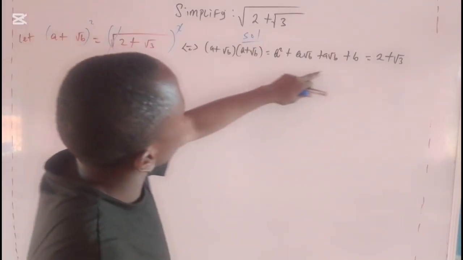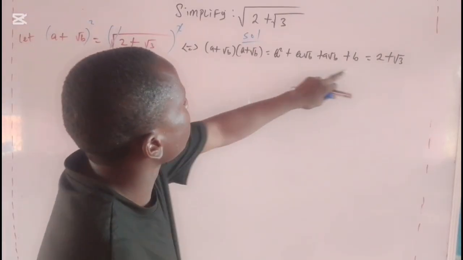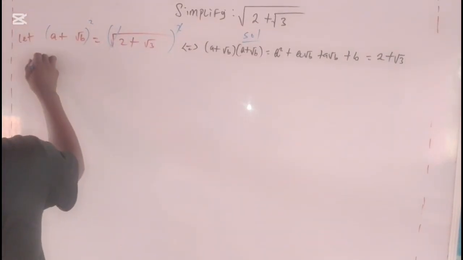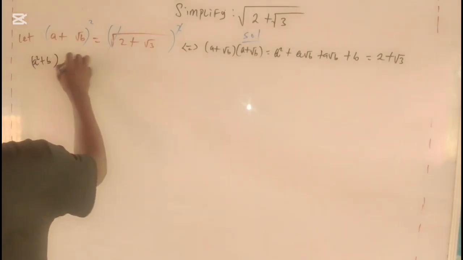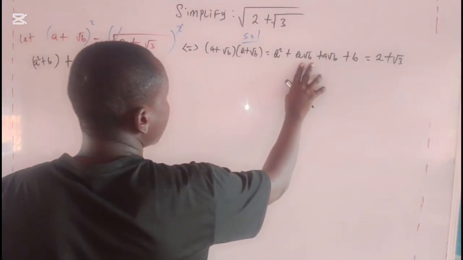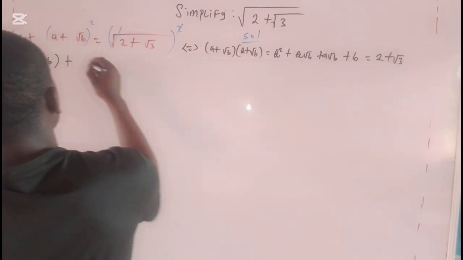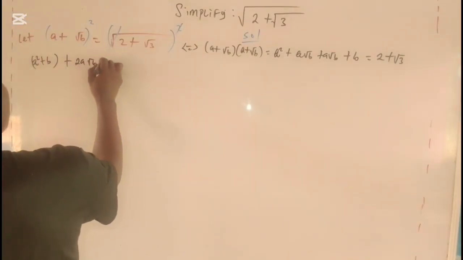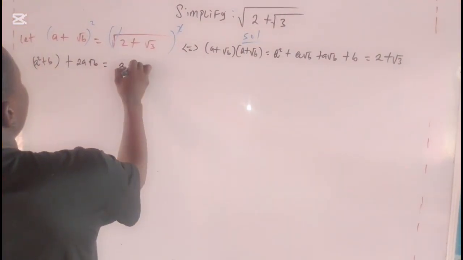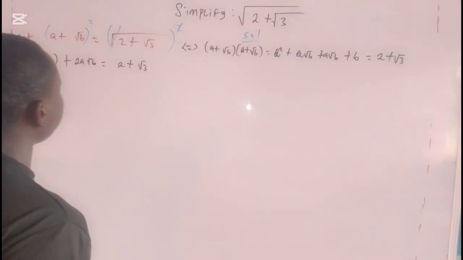So then you separate those with constant, and then a squared plus b. That's the whole number, a squared plus b, and the one with surd. Root b, a root b plus a root b will give us what? 2a root b. So then everything is equal to 2 plus root 3.